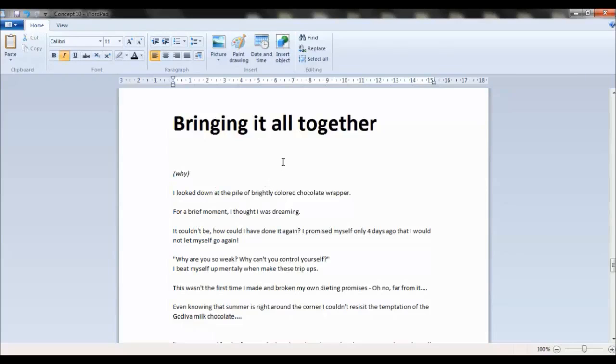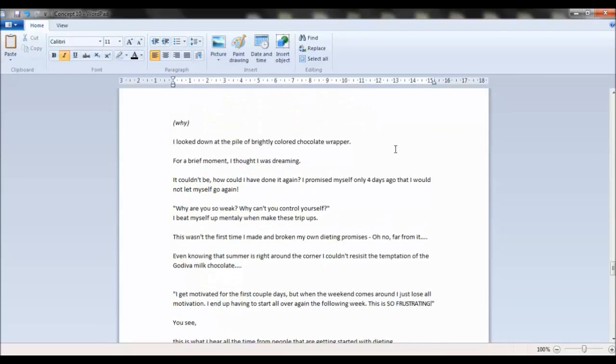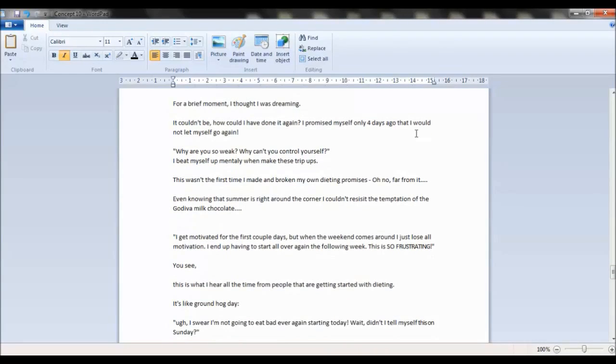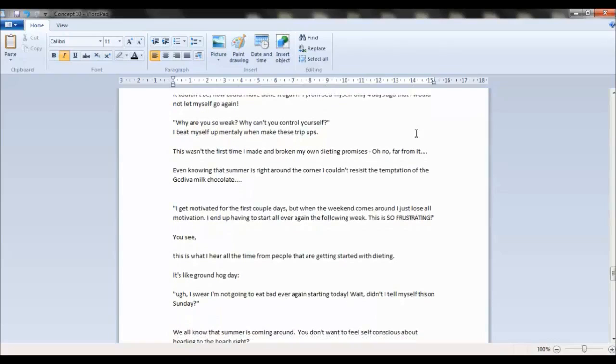I looked down at the pile of brightly colored chocolate wrappers. For a brief moment, I thought I was dreaming. It couldn't be. How could I have done it again? I promised myself only 4 days ago that I would not let myself go again. Why are you so weak? Why can't you control yourself? I beat myself up mentally when I make these trip-ups. This wasn't the first time I made and broke my own dieting promises. Oh no, far from it.